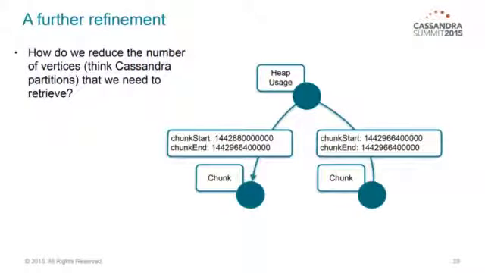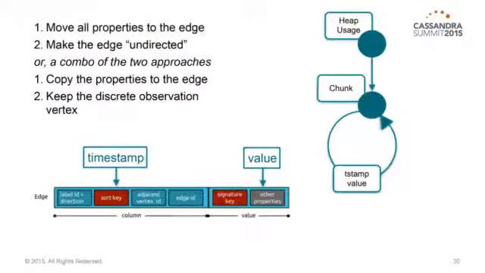So that's good, but each one of those vertices, as I mentioned, is a separate partition. So say you're pulling back 1,000 different observations. Well, in that case, if it's down on the observation vertex, you're actually going to have to retrieve 1,000 different partitions. So you can imagine that that quickly gets you into trouble and doesn't scale very well. So what could we do about that?